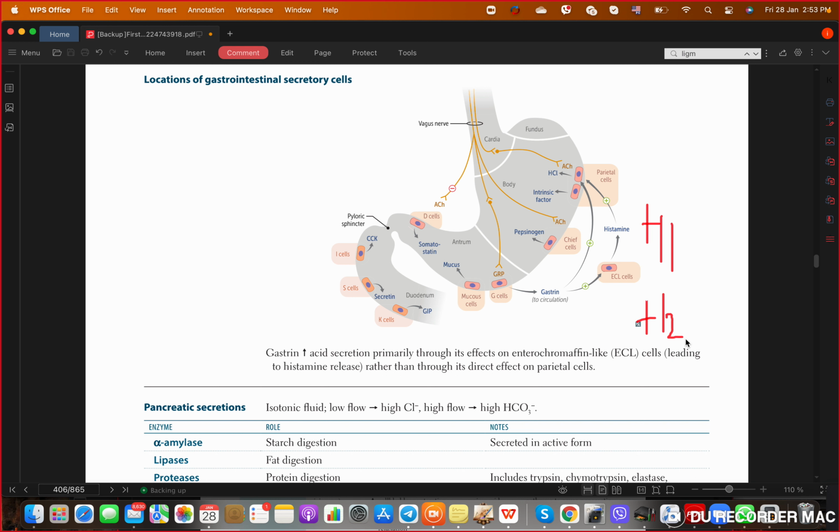I think we give H2 blockers. That's why it's H2, because remember, when you dine with two people. Yes, so H2. And the drug names all end with dine.